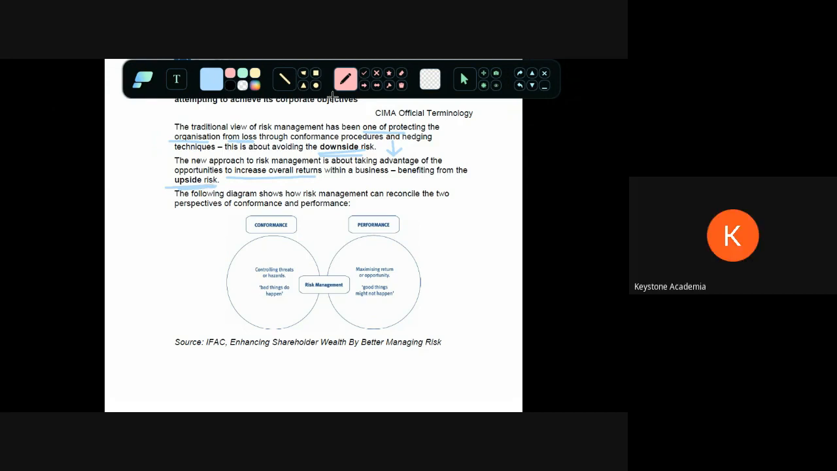This is conformance and performance. In conformance, you manage controlling the threats or hazards, that says bad things do happen, and in managing your performance, maximizing return or opportunity, saying that the good things might not happen. So you will have to make it happen.